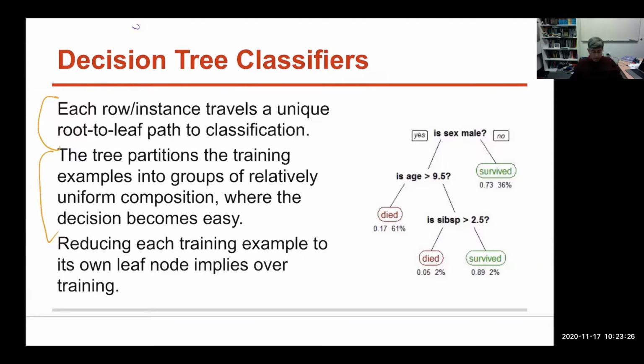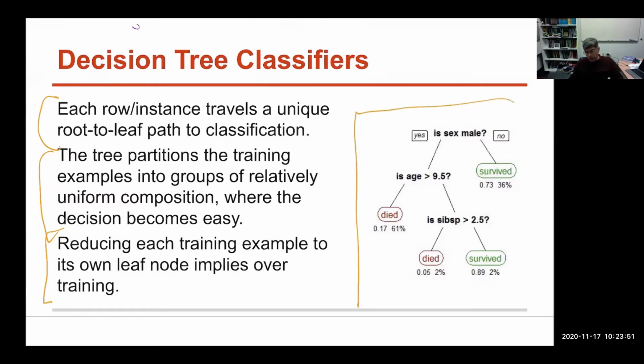Okay, and again, we don't want a world where we have a big complicated tree where every leaf node represents one example. That's the kind of thing that tends to overfit, to be too specialized to its training data. Okay, any questions?